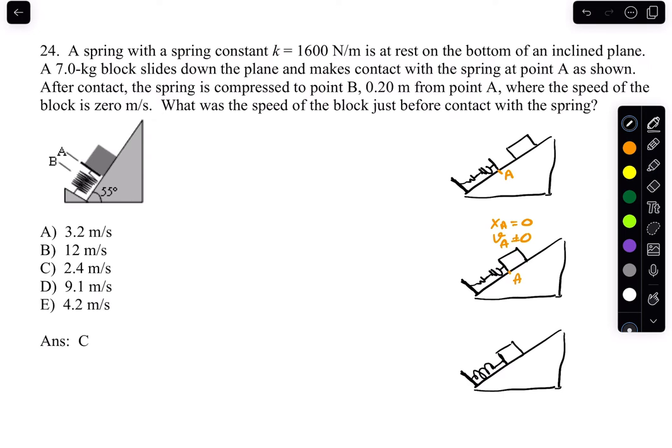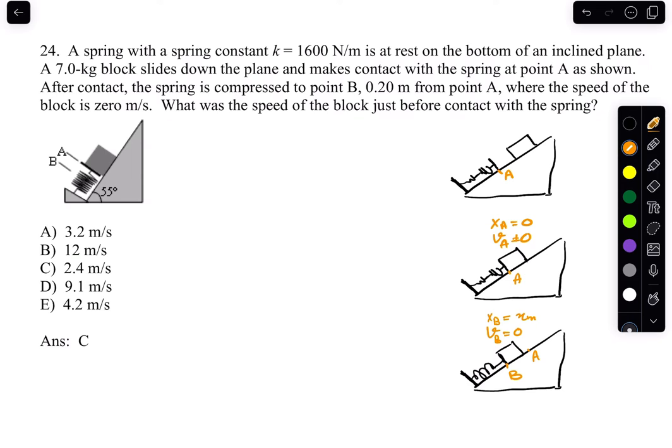and now we are at the maximum compression point, which is at B. So between A and B, there is some given distance. We are given that this distance is 0.2 meters, and this point is the maximum compression. So x at B is x maximum, or the amplitude of the compression in this case, and the speed of the block reaches 0 at this point.